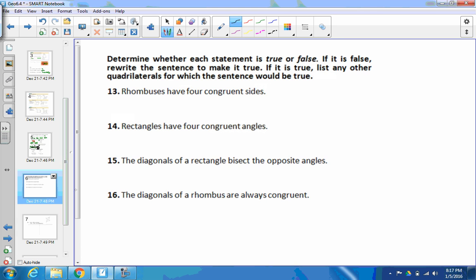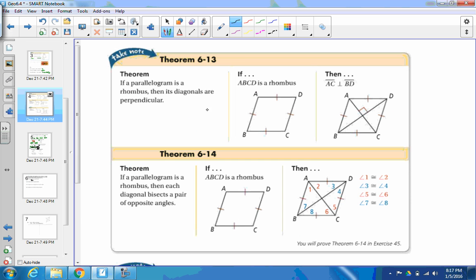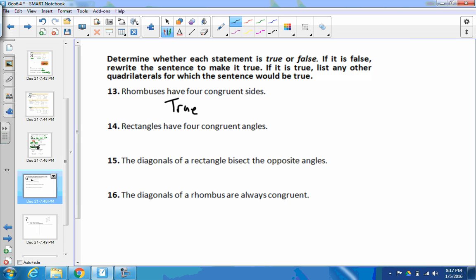Alright, I have 4 more statements that we're going to answer together. It says determine whether each statement is true or false. If false, rewrite the sentence to make it true. If true, list any other quadrilaterals for which the sentence would be true. So it's multi-stepped here. Number 13 says rhombuses have 4 congruent sides. That is true. That's the definition of a rhombus. But we also know that squares also have 4 congruent sides.